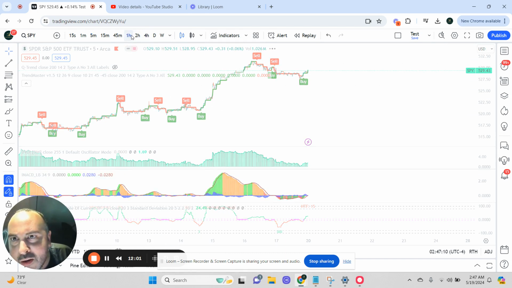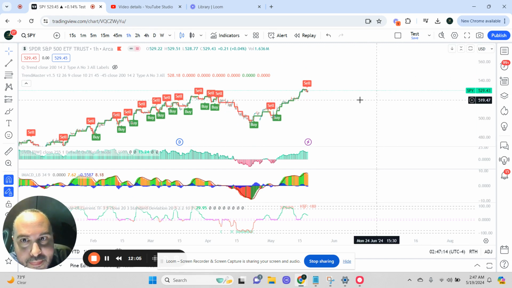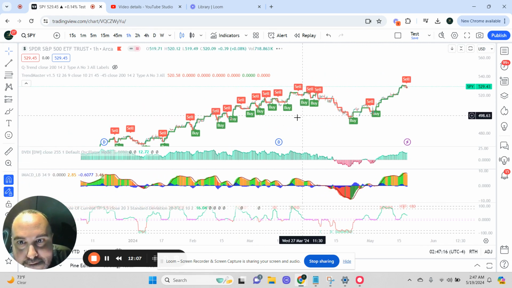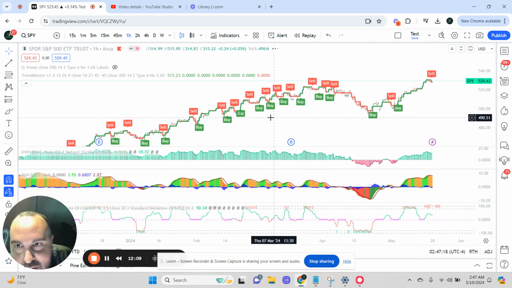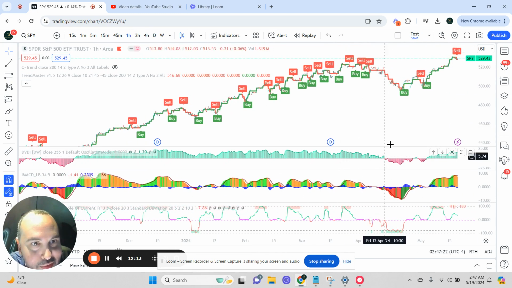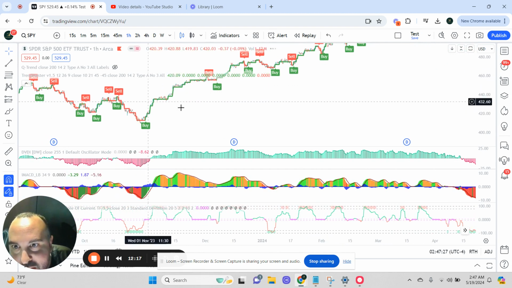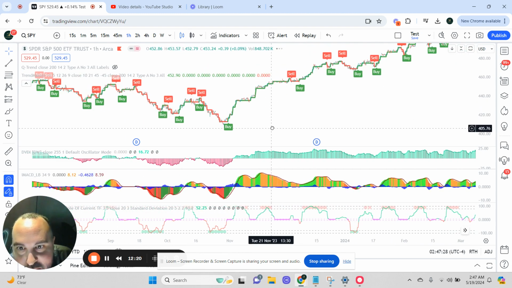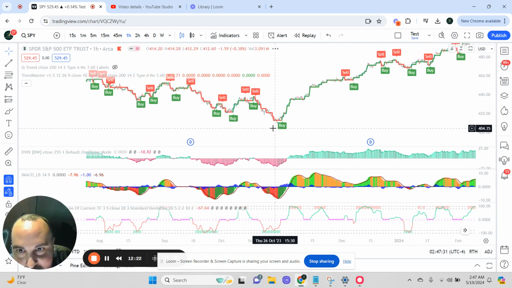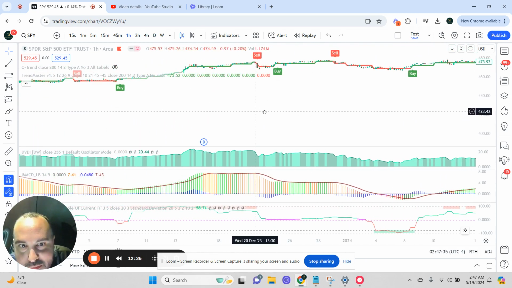Let's jump to the hourly chart and let's see how things look there. Let's try to see if we could find some sideways price action. There hasn't been a ton of sideways action here. A little bit here, a little bit there. I could probably do this and find some.